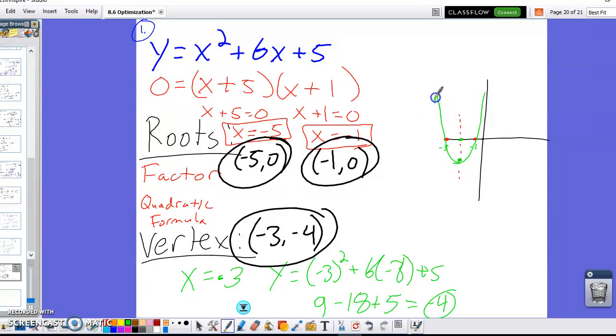And that is my answer. I sketched that graph. Okay? Realize I don't need the dotted line on there. That doesn't have to be there. I was just using that for demonstration purposes.